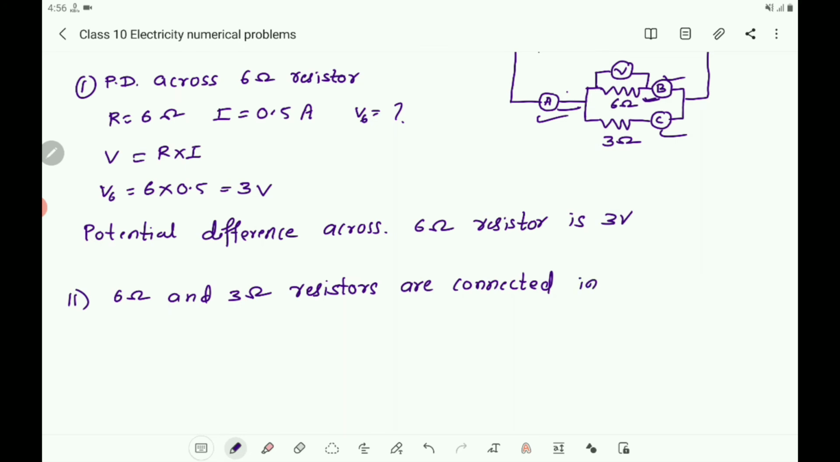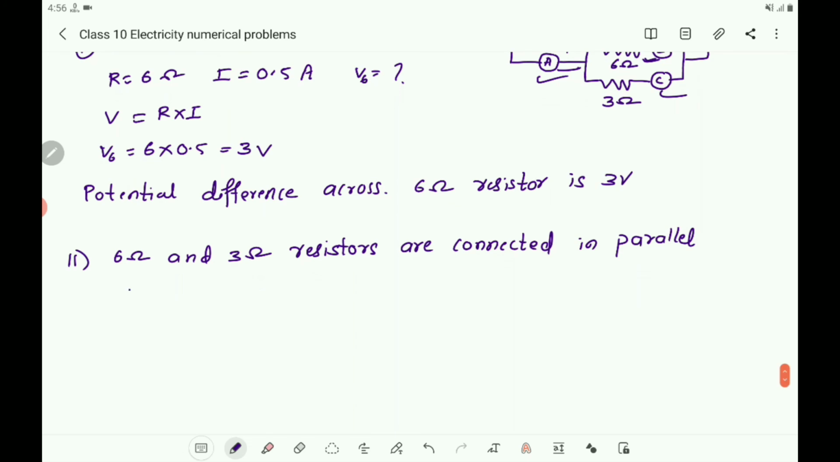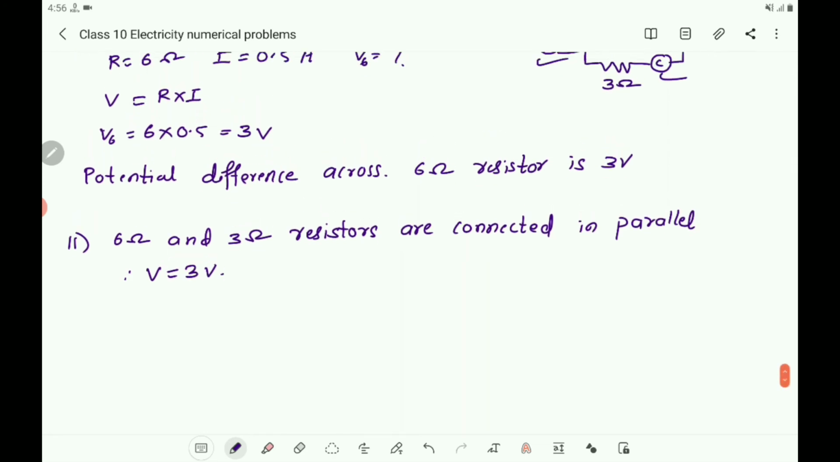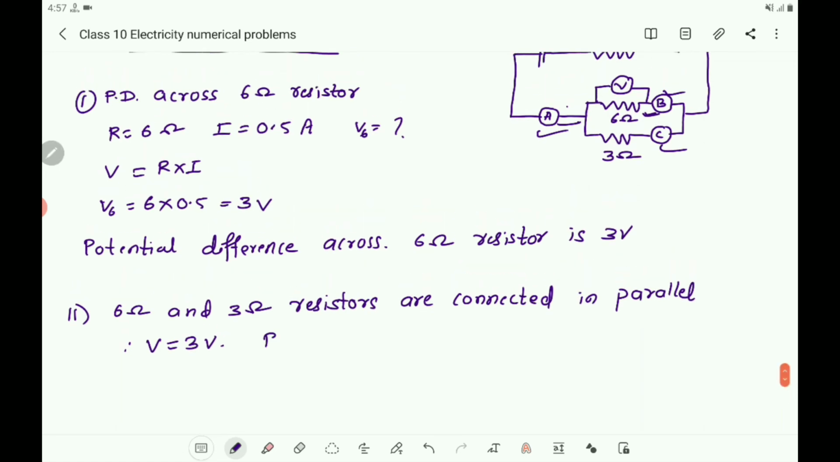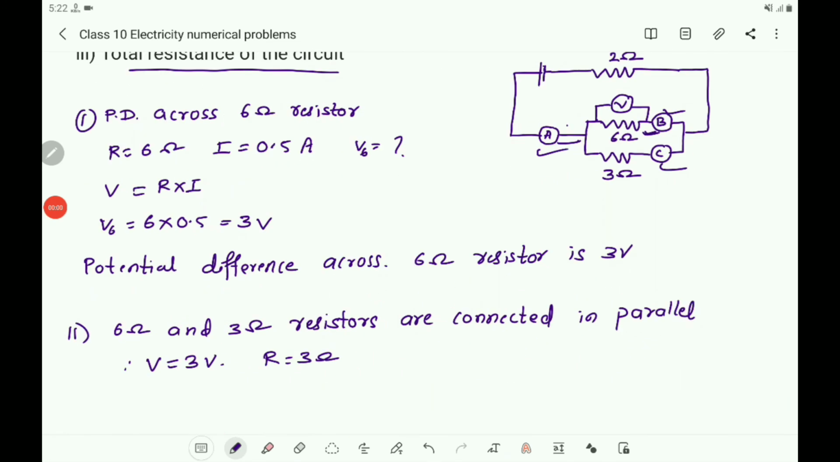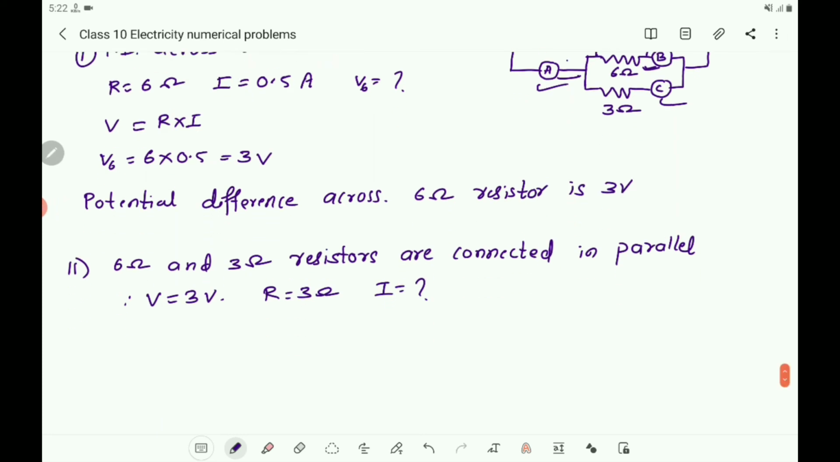Connected in parallel. Therefore V equals 3 volts only. V equals 3 volts. Then here R is equal to what? R is equal to 3 ohm. Next, what you have to find out? I equals question mark. So you take I equals V by R, which is equal to 3 by 3 equals 1 ampere.